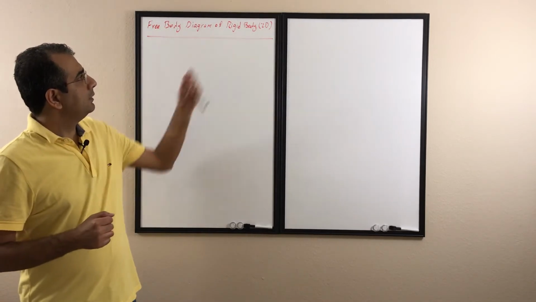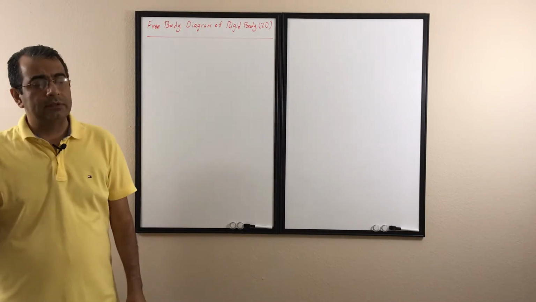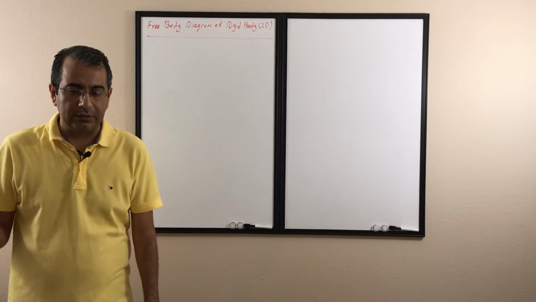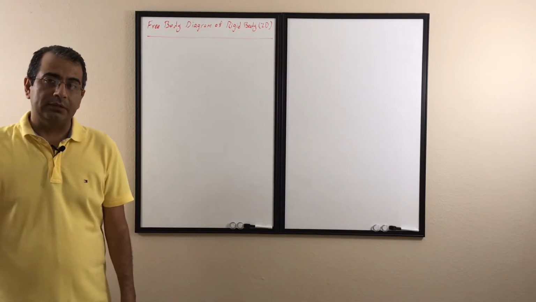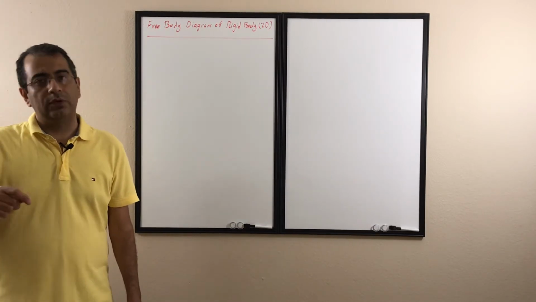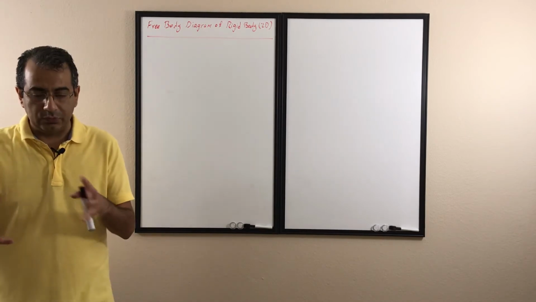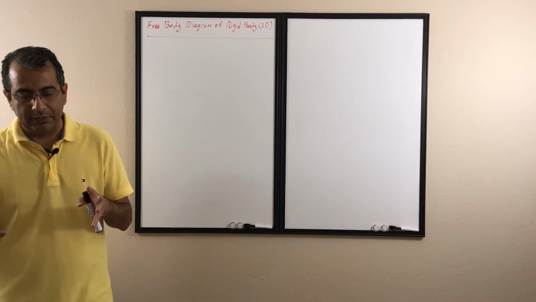But before that, let's very quickly say what a rigid body is. When we are talking about a rigid body, we are talking about an object that, when we apply forces on it, does not deform. So there's no deformation in the object.